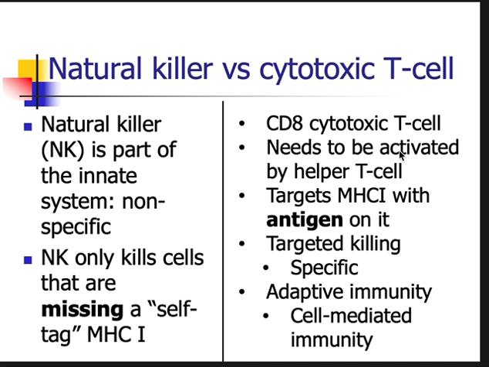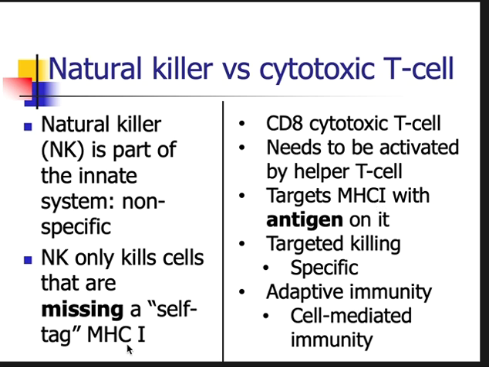They need to be activated by a helper T cell, and then they're going to target the specific antigen that the helper T cell confirmed. And that's going to be displayed on the MHC1 tag. So instead of a missing MHC1 tag, these are MHC1 tags that have a foreign antigen on them or that have become strange, like in cancerous cells and even some infected cells.